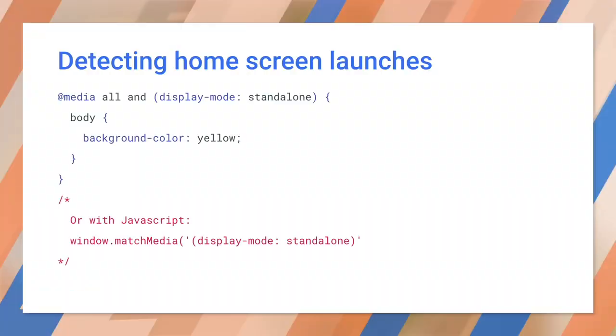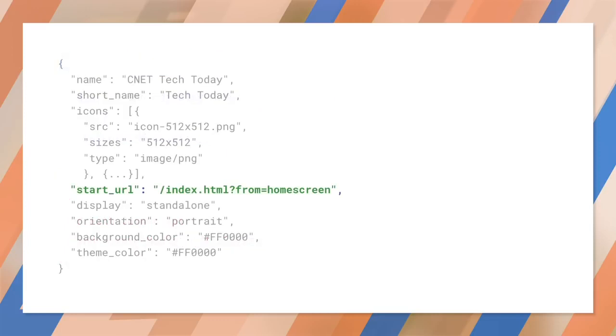There are two more things you may want to add. One is to change the CSS if launched full screen. The other is to detect a full screen launch in code. You can use a media query in CSS or call matchMedia in JavaScript to see if the display mode is set to standalone. Or you can do this in your manifest file by adding a query parameter to your start URL. This makes it easy to use analytics to see how many people are installing your PWA.